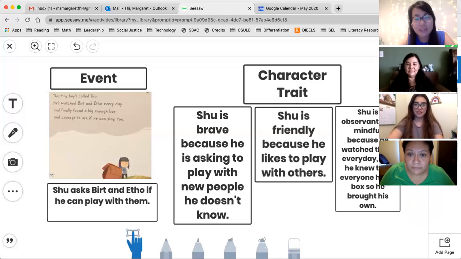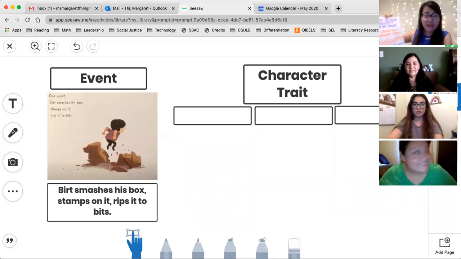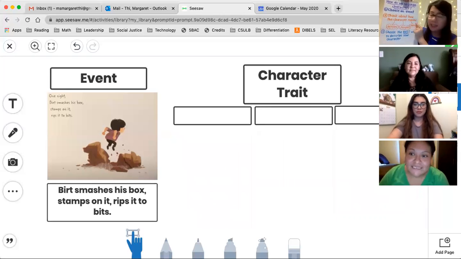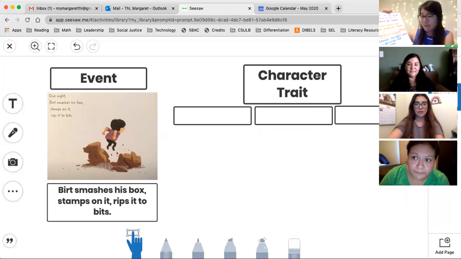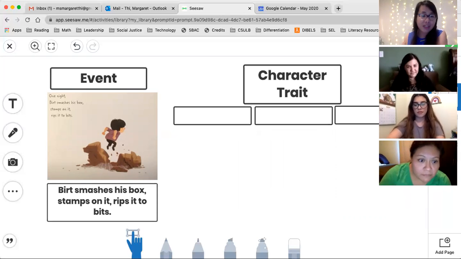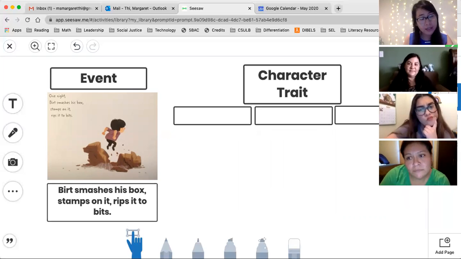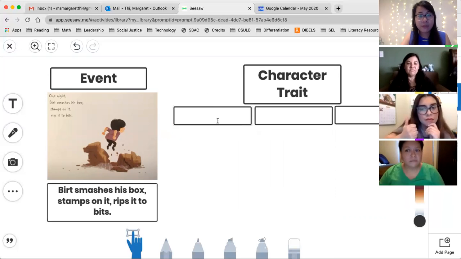Awesome job, teachers. Here's our next event that we're going to go ahead and show. So again, we chose an event. We thought about how the character reacted using their actions, thoughts, and feelings, and we chose the best word to describe our character. So in this event, we have Bert smashes his box, stamps on it, rips it to bits. So let's think, how did this character react? And you might even think, why did this character react that way? And in order to figure out how we can describe him. And of course, readers, if you don't remember this story and you want to go back and look, you can always go back to our previous videos and watch them again.